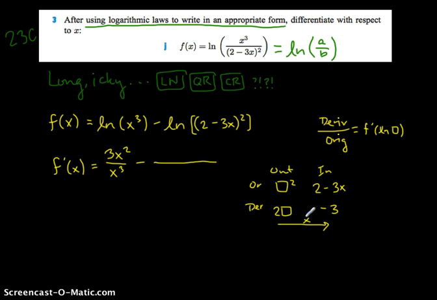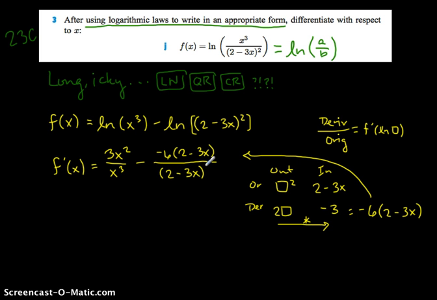I know this is probably a review, but just want to make sure we've got it. So that means we've got negative 3 times positive 2, so that gives us negative 6. And then for this box, we put that inner function. So that's 2 minus 3x. And that is the derivative that goes into our numerator. So I've got negative 6 times 2 minus 3x in my numerator. That's my derivative. And then my original was 2 minus 3x squared.